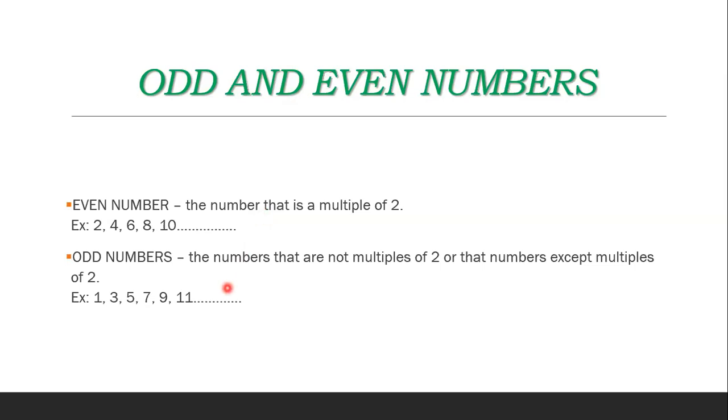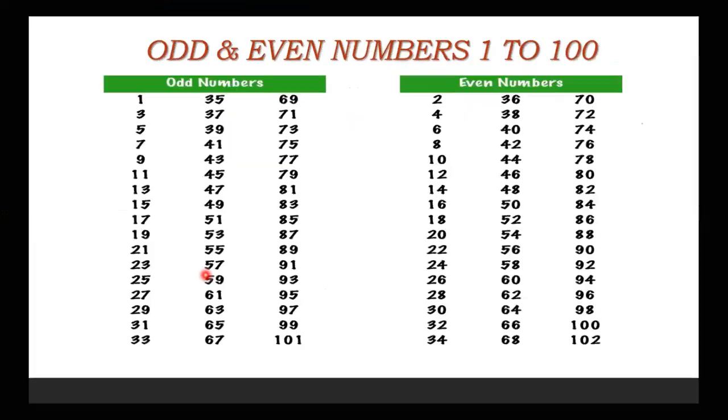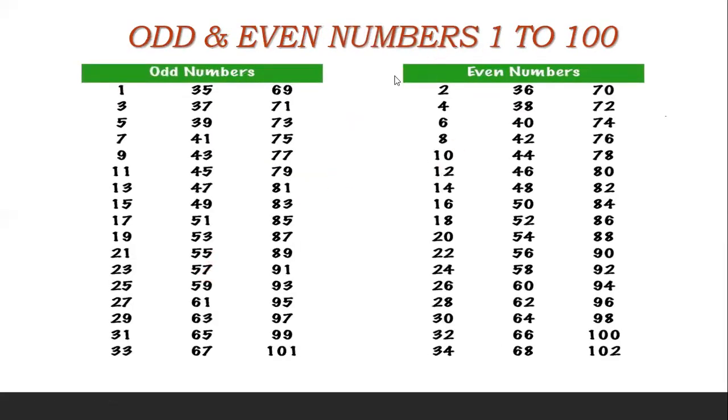And the numbers which you have in the units place, like 1, 3, 5, 7, 9, these are called odd numbers. Now let us see the even and odd numbers from 1 to 100.